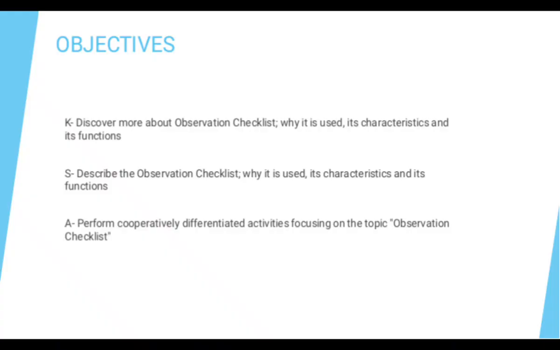The objectives. At the end of the lesson, the students can discover more about observation checklist, why it is used, its characteristics, and its functions. Next, they can describe the observation checklist, why it is used, its characteristics, and its functions. And lastly, perform cooperatively differentiated activities focusing on the topic observation checklist.